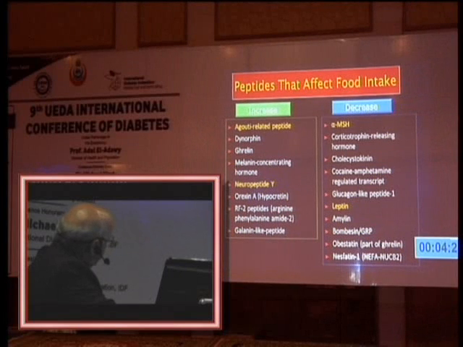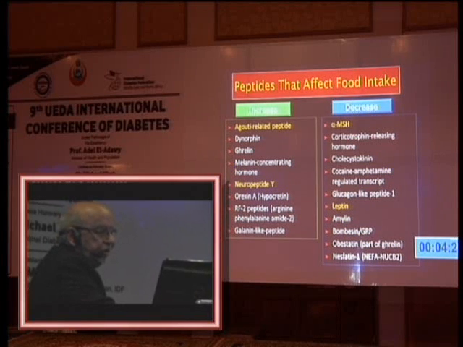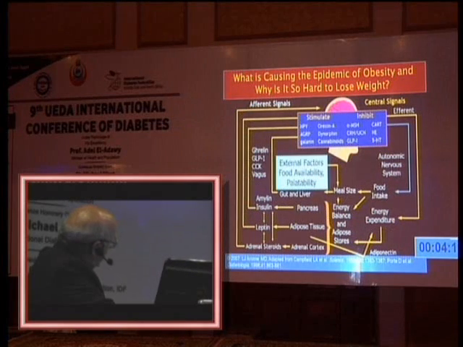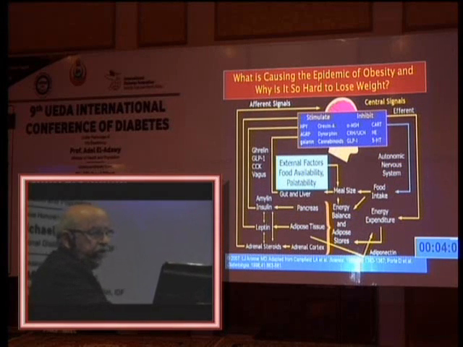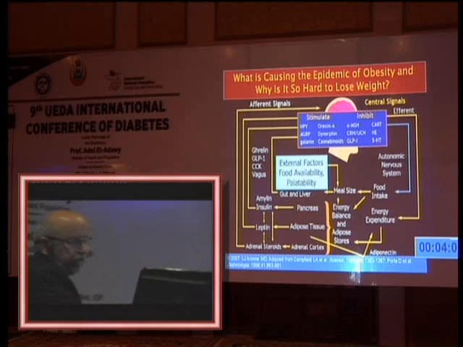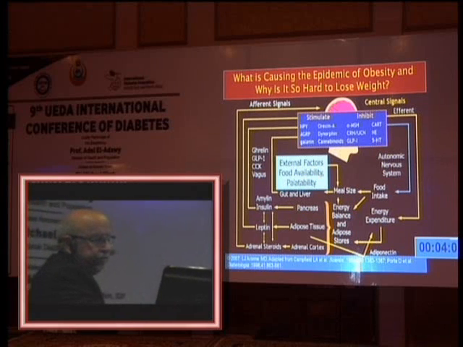Peptides that affect food intake: as you see on the left-hand side, those that increase food intake or appetite, and on the right-hand side, the ones that decrease food intake or increase satiety. And so what is causing the epidemic of obesity, and why is it so hard to lose weight? This is a complex slide, as you see. So I'm not going to be able to explain it. It will take too much time.